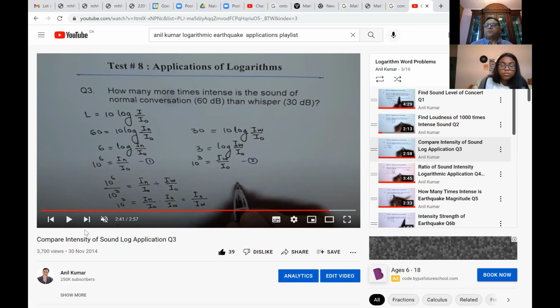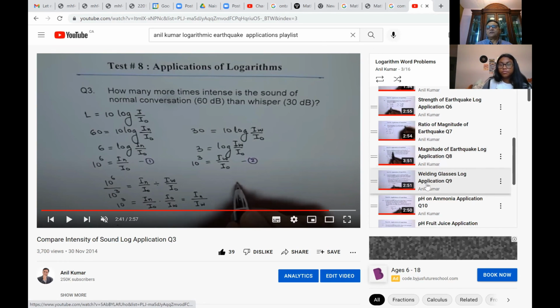So first thing, from the logarithmic equation, write it as an exponential equation. So 60 equals 10 log I over I0. 60 divided by 10 is 6. 10 to the power of 6 is the ratio of I and I0, correct? And on the other side, the ratio is 10 to the power of 3, correct? When you divide one ratio by the other, I0 cancels, right? And you get the comparison we are looking for, which is 10 to the power of 3 in this case, correct? So that is how you do the intensity problems.